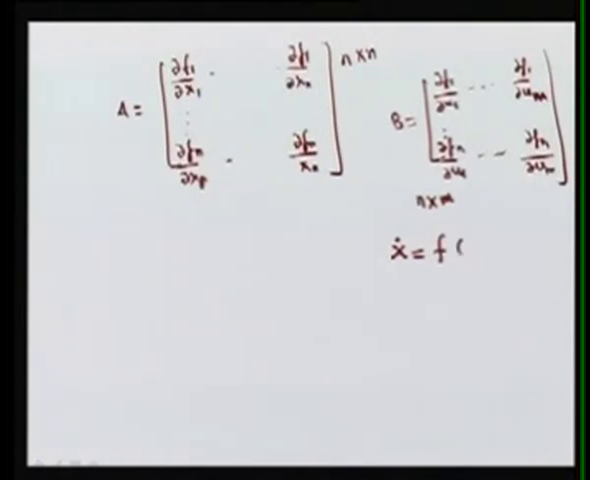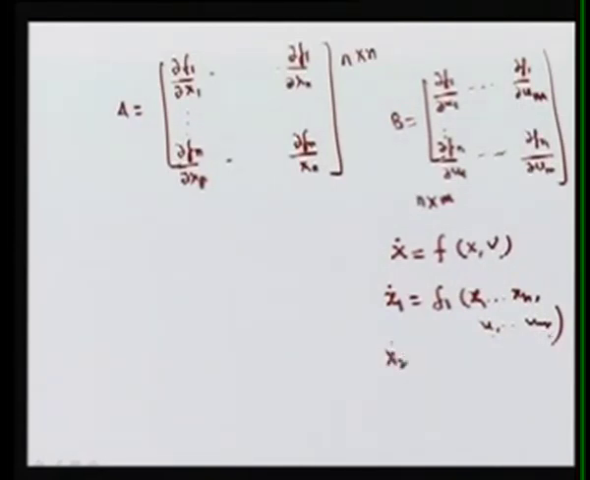This is f(x, u), where x is a vector, u is a vector, and this f is also a vector. Means here if you want to write x1 dot, then I can write f1 from x1 to xn, comma, u1 to um. So this is a function of all the variables x1 to xn, u1 to um.